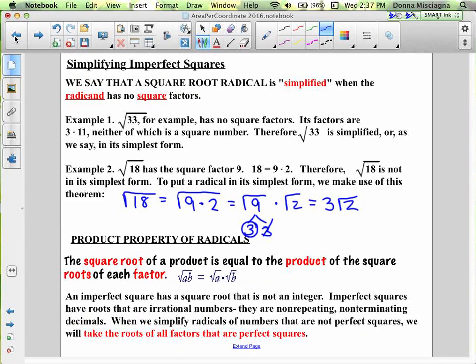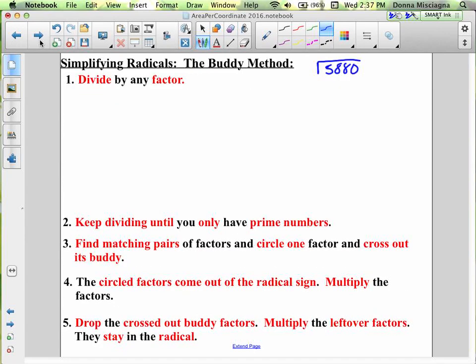So I say there's two different ways. You can figure out what's the largest perfect square and take the square root of that. Or you can use the buddy method and just break it down to prime factors, and you're looking for pairs of like factors. This one tends to be easier because sometimes we don't know what the greatest perfect square is. And so long as you follow these steps, you won't make any mistakes.